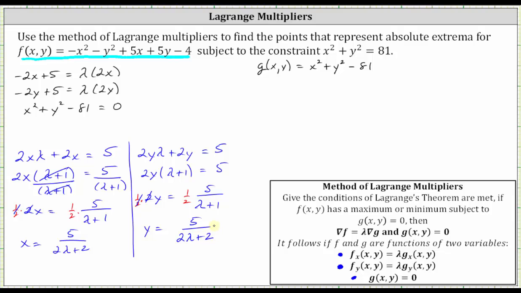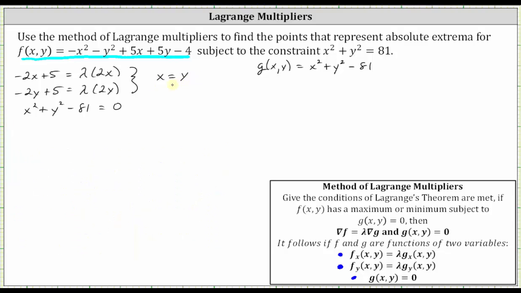So what's special about this is notice how both x and y are equal to 5 divided by the quantity 2 lambda plus 2. So the important thing that we just discovered for these first two equations is we now know x is equal to y. Knowing this, we can now substitute x for y or y for x in the third equation and then solve for the single variable. Let's go ahead and substitute x for y. Performing the substitution gives us x squared plus x squared. Let's also add 81 to both sides, equals 81.